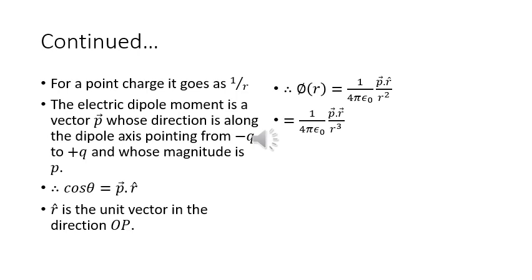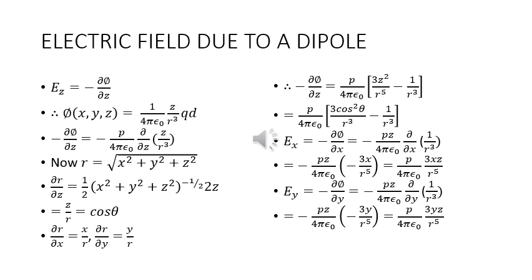r cubed. We now want to determine the electric field due to the dipole. The z component of the electric field is given by minus del phi by del z. Phi is equal to 1 upon 4 pi epsilon naught z upon r cubed qd. So minus del phi by del z is going to be minus p upon 4 pi epsilon naught del by del z of z upon r cubed. Now r is equal to under root of x square plus y square plus z square. So del r by del z is going to be equal to 1 half x square plus y square plus z square raised to the power minus half into 2z.